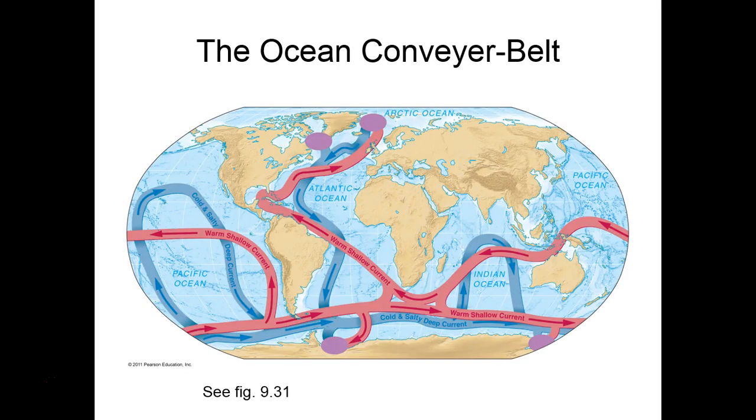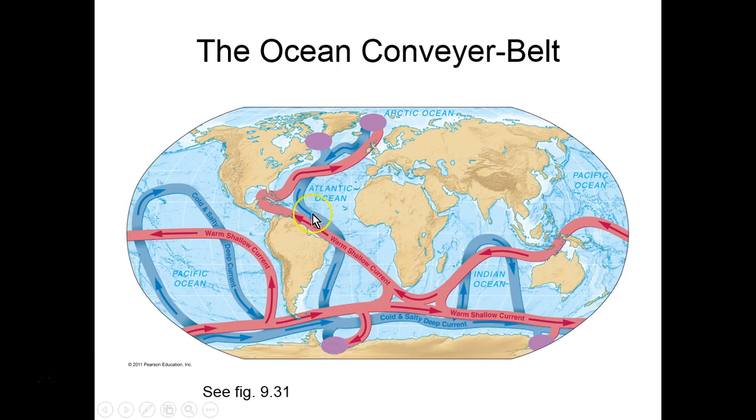Okay, and so that's what the ocean conveyor belt looks like. The purple dots here represent areas where very dense water is forming and sinking down, and so from those little purple dots, you have these blue currents. That basically means that this water is sinking down and flowing throughout the world's oceans.